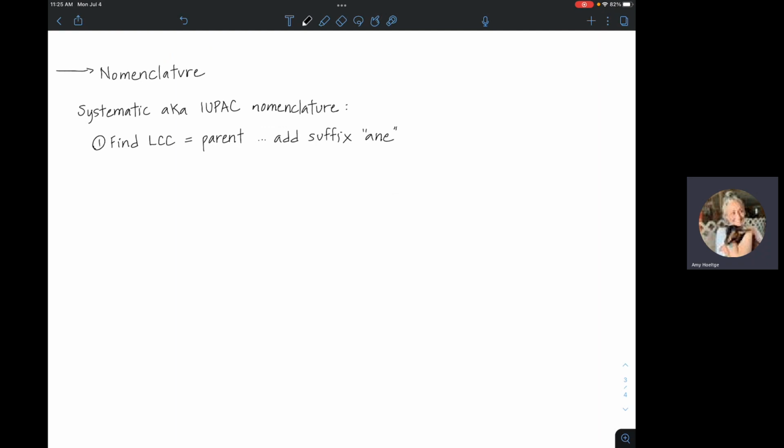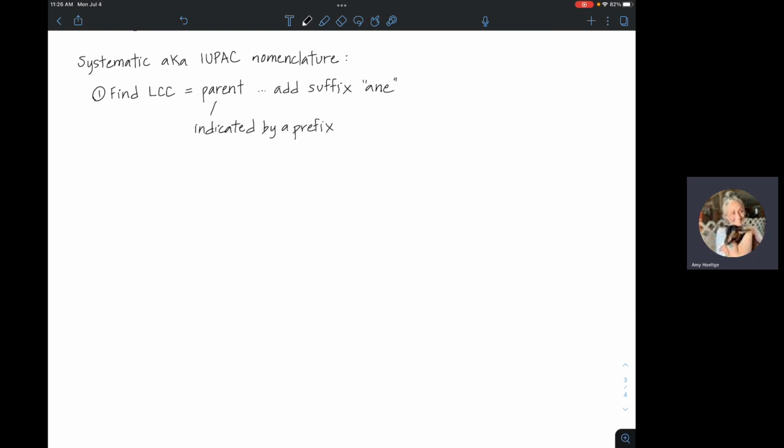To start, we need to go over the prefixes that we're going to be using. That longest continuous chain is going to be the parent, and that parent is going to be indicated by a prefix. So if I've got 6 carbons in the longest continuous chain, then the prefix would be hex and the suffix would be ane. So hexane, right? We'll just do 1 through 10 here.